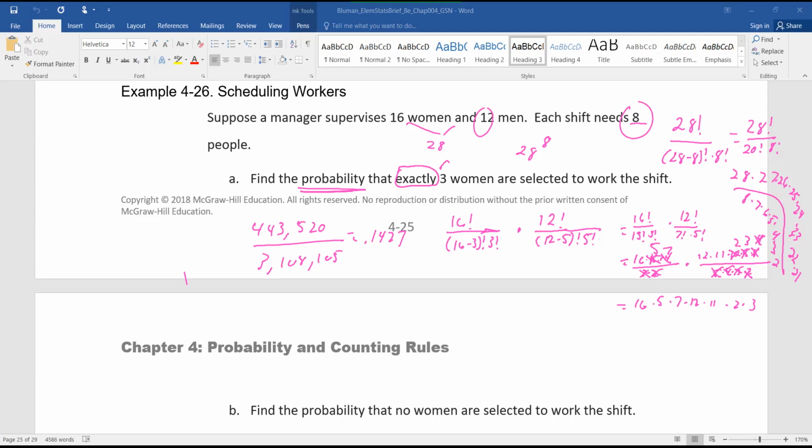Yeah, I think so. So technically, it should be 28 times 27 times 26 times 25 times 24 times 23 times 22 times 21. Yeah, that still would be wrong. It has to be the combination one. Yeah, equals 0.1427. You have a 14% chance of exactly 3 women getting selected. That's some pretty good odds.